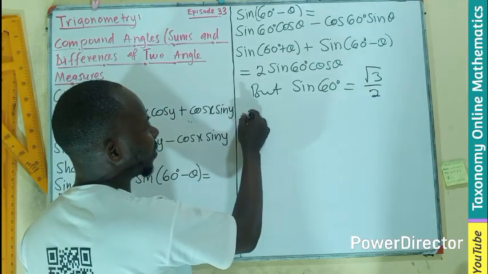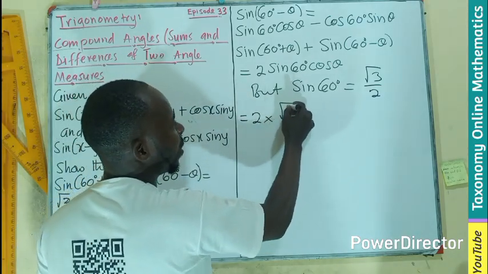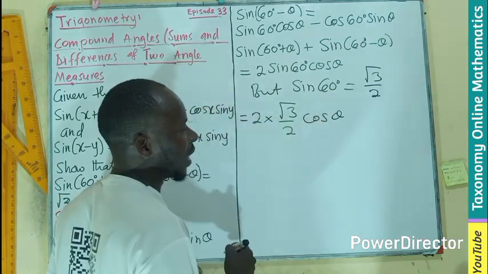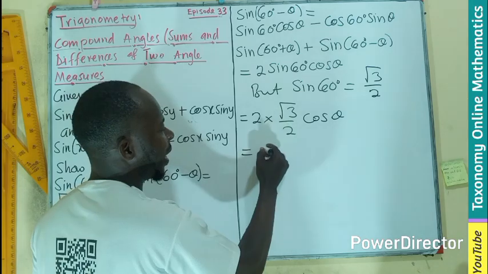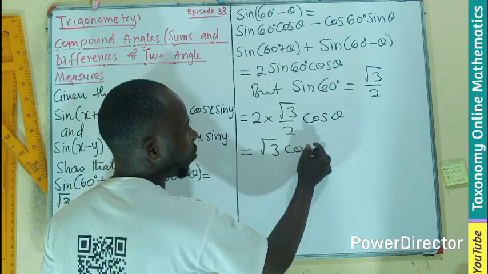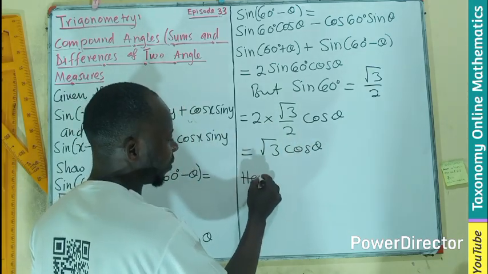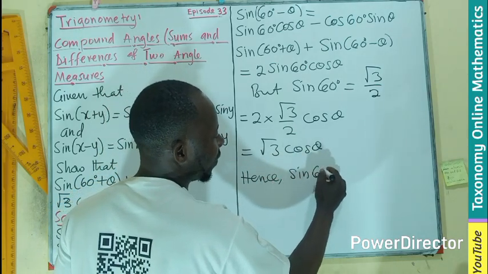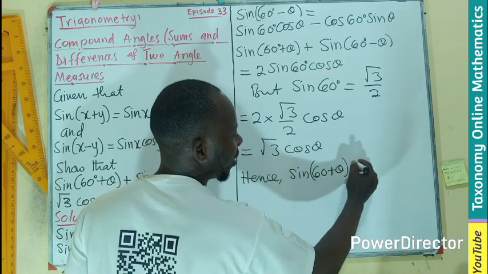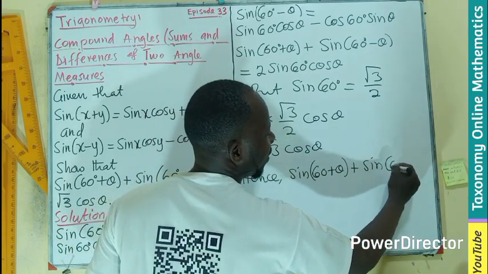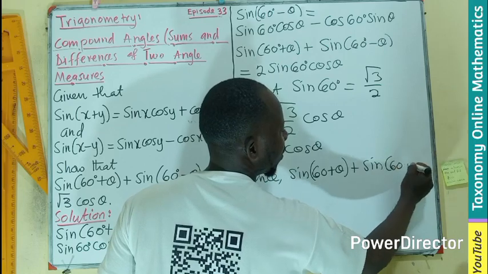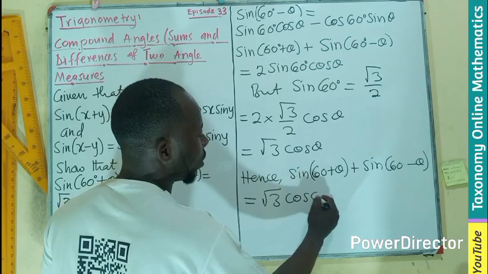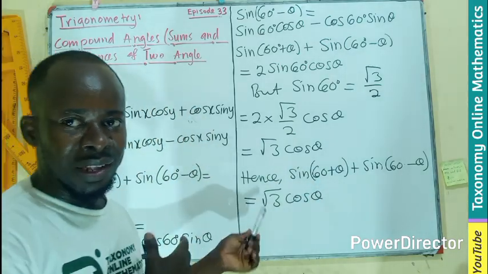If you substitute that, you should have 2 times the root of 3 on 2 in the case of this, followed by the cos of theta. This will cancel this, then you will be left with the root of 3 cos theta. Hence, we can say that sine 60 plus theta plus sine 60 minus theta is actually equal to root 3 cos theta. Well proven.